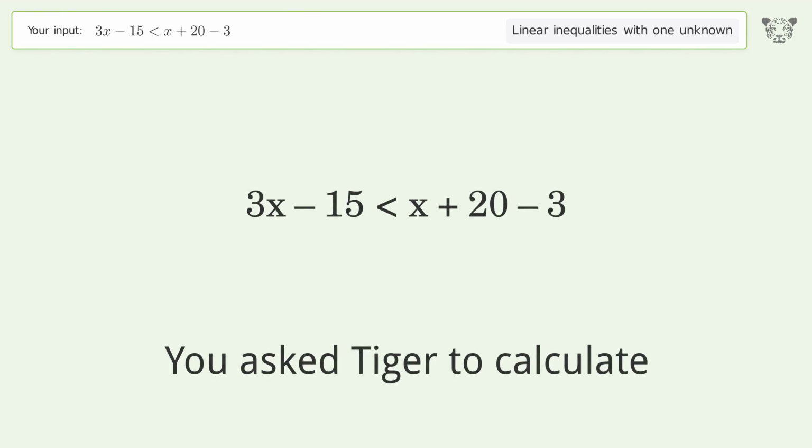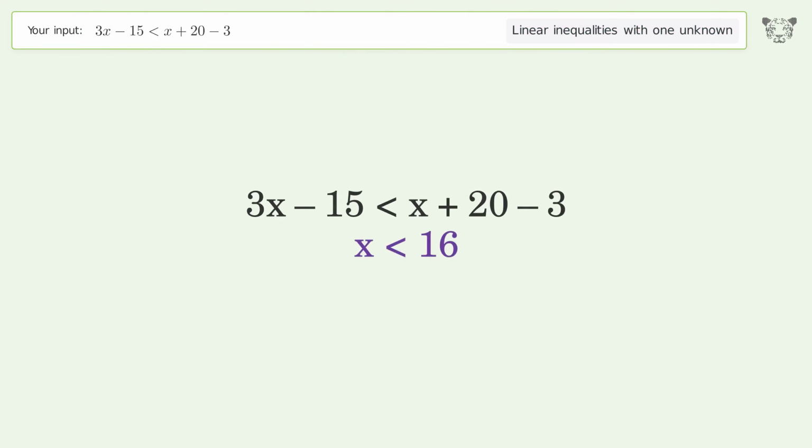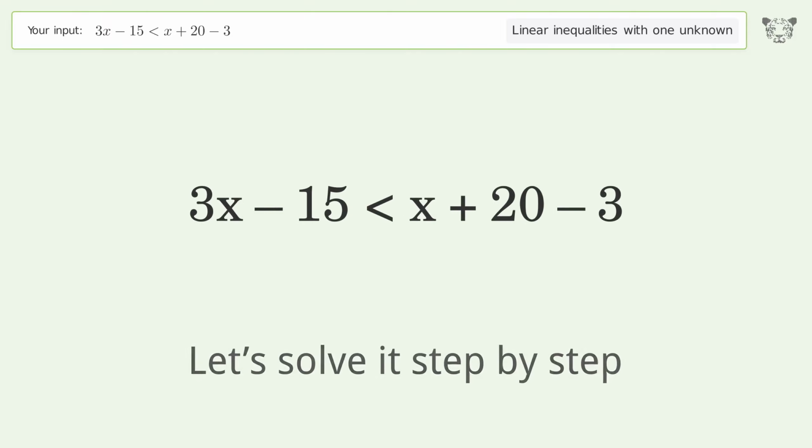You ask Tiger to calculate. This deals with linear inequalities with one unknown. The final result is x smaller than 16. Let's solve it step by step.